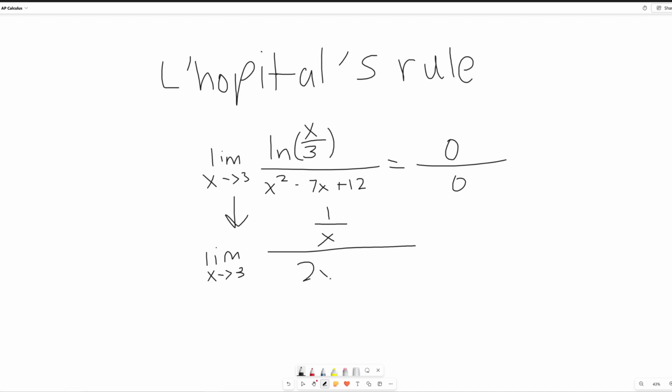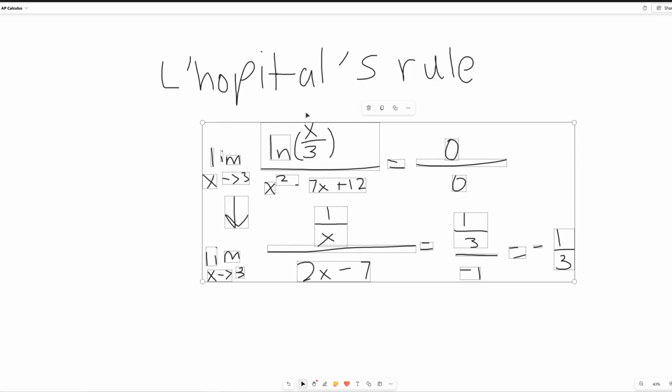Derivative of the bottom is 2x minus 7. Okay. Plug in 3. We have 1/3 over 2 times 6 minus 7. So over negative 1, which is just going to equal negative 1/3. Simple. Another just clean answer, but do not forget that it's 0 over 0.